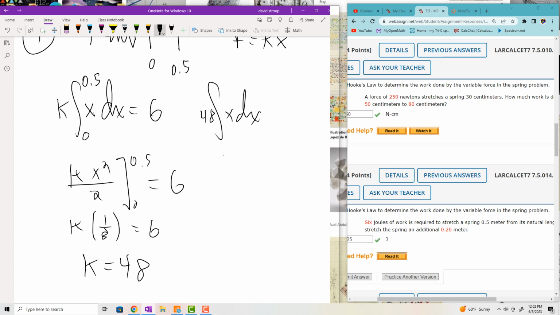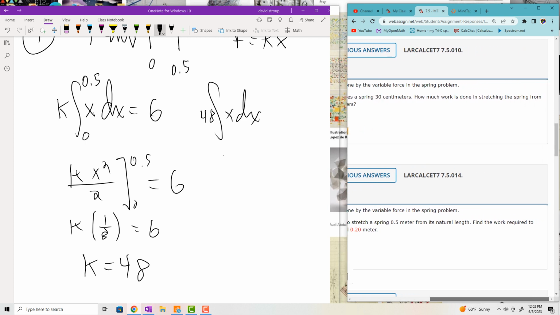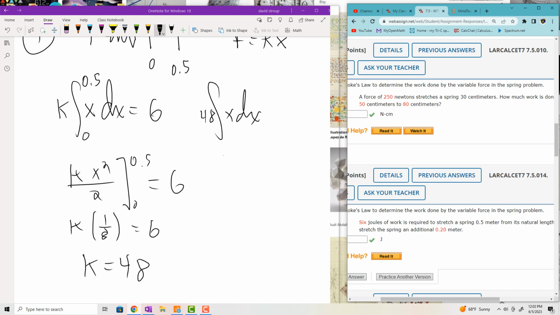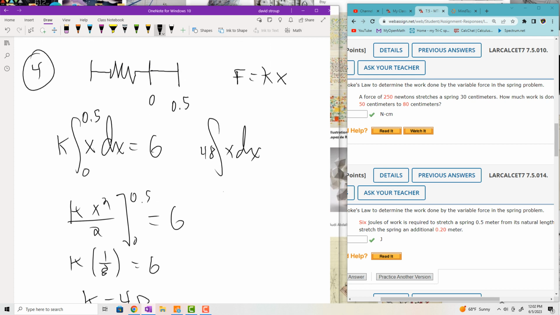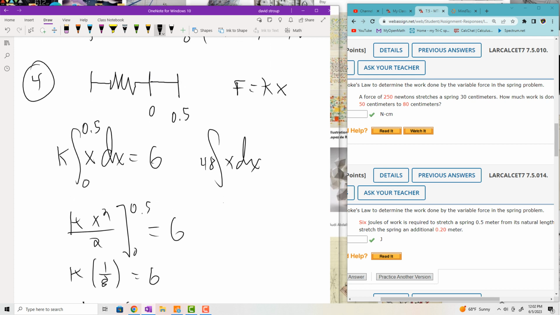And then the follow-up question: they want to know how much work is required to stretch the spring an additional 0.2 meters. So in this case, you're stretching an additional 0.2 meters all the way up to 0.7, so you're going to go from 0.5 to 0.7, and then you're going to evaluate that integral for your final answer. Okay, we'll leave that one to you.